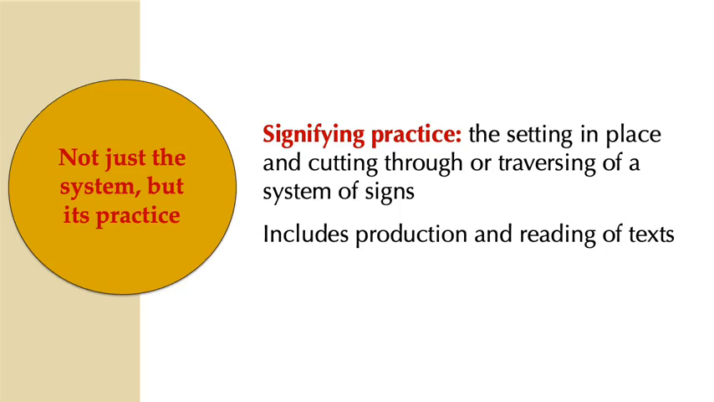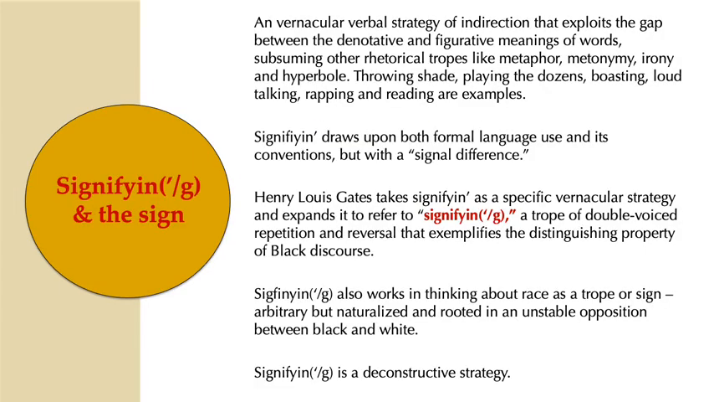Another version of this we find in the works of Henry Louis Gates and signifying. Now, signifying is a vernacular verbal strategy from African American culture of indirection that exploits the gap between the denotative and figurative or connotative meanings of words, subsuming other rhetorical tropes like metaphor, metonymy, irony, and hyperbole. And we can see signifying in a range of African American vernacular arts, such as throwing shade, playing the dozens, boasting, loud talking, rapping, or reading, all examples of signifying.